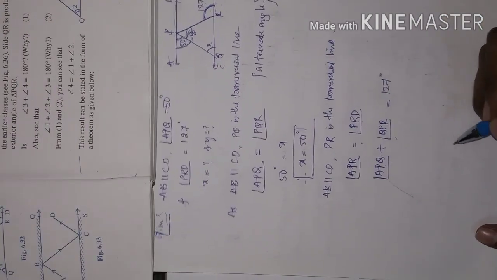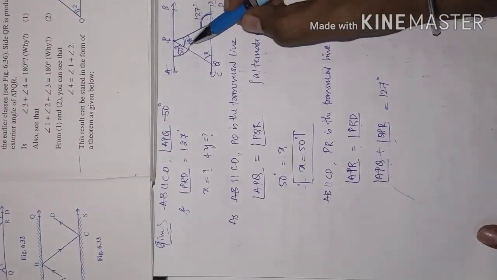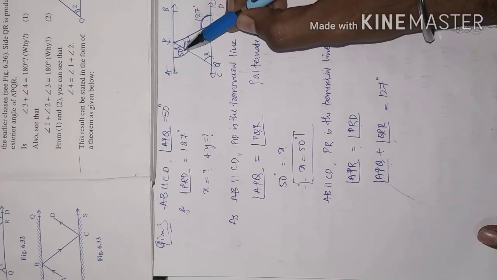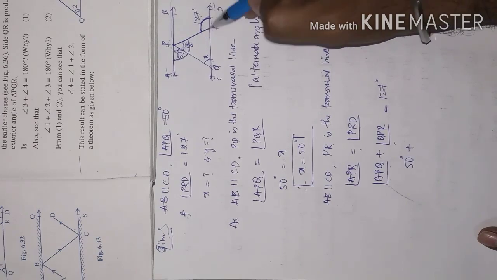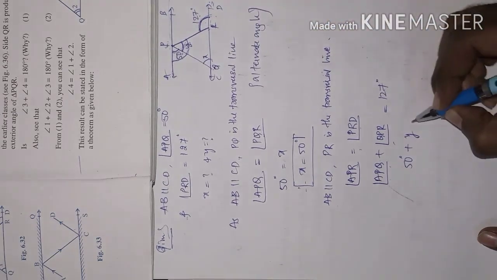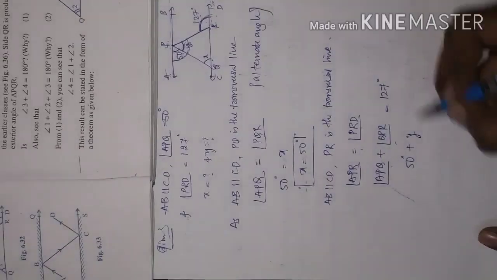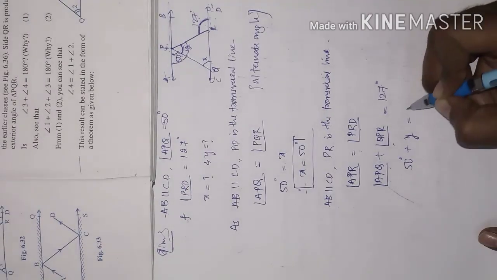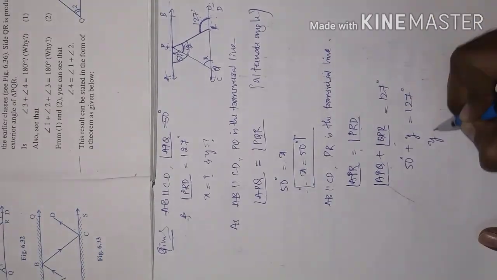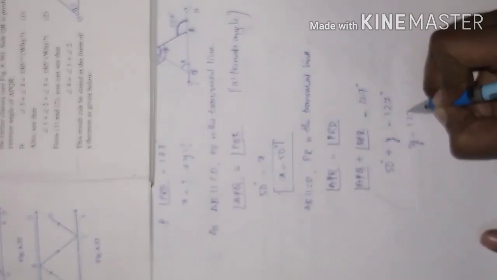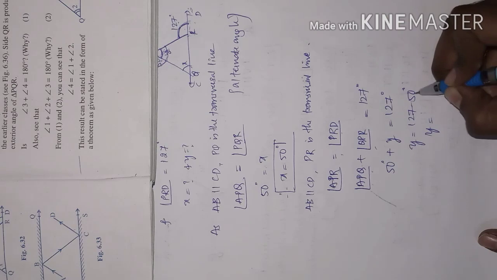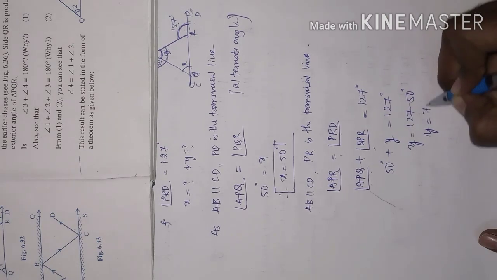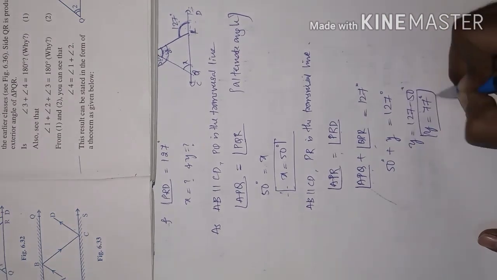Now APQ is how much? 50 degrees, so we'll write 50 degrees. QPR is how much? Y. We will write it as it is, Y, which is equal to 127. So Y is equal to 127 minus 50, which is 77 degrees. So this is about X and this is about Y.